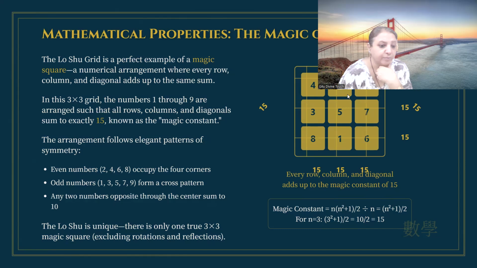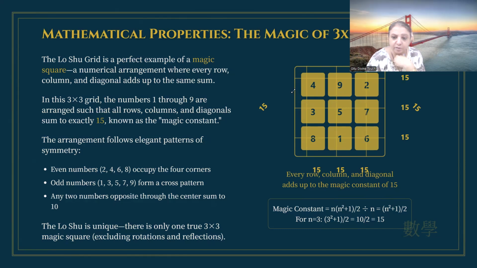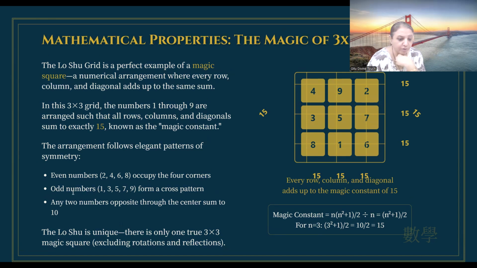Mathematical properties. It's a 3 by 3 grid. As you can see here, total is 15 everywhere, every row, column. Even numbers are in the corners, odd numbers are forming a cross. And any two opposite numbers you add, the total you'll get is 10. The Loshu is unique. There's only 1, 3 by 3 magic square, excluding rotations and reflections.